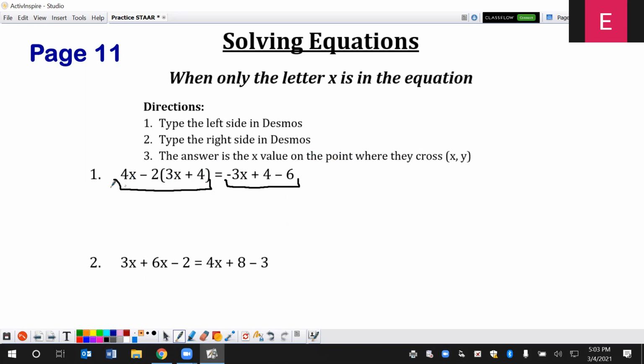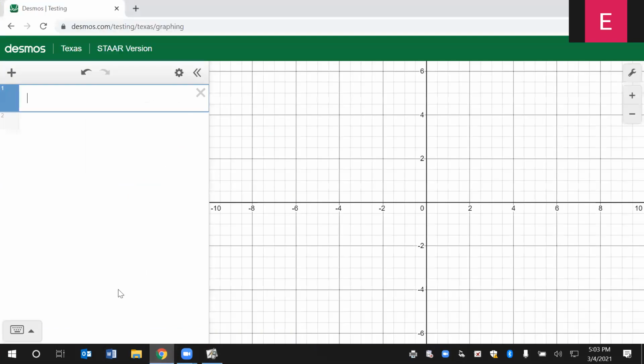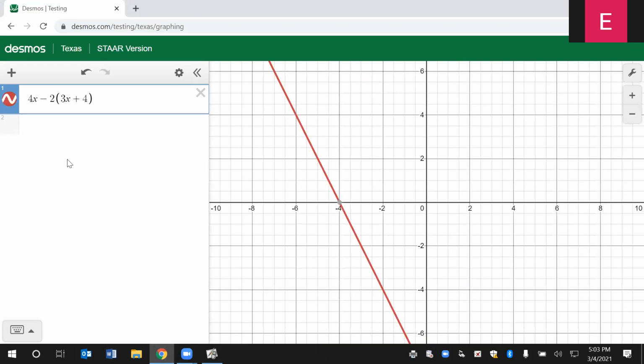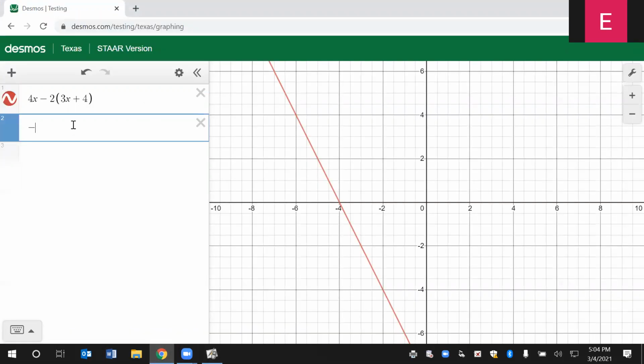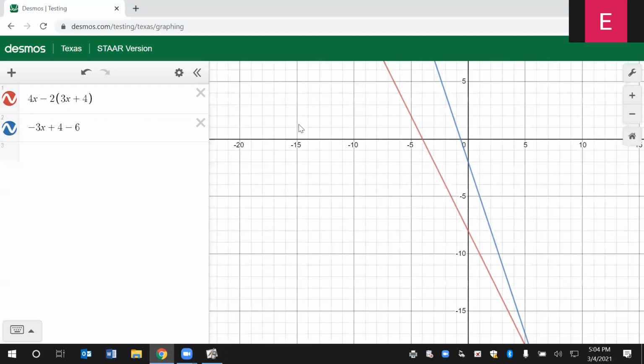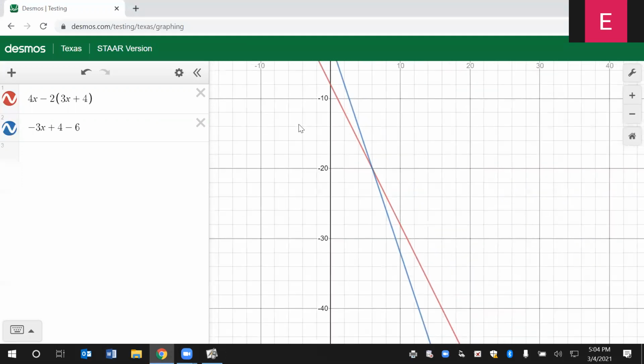So first I'm going to type this part in decimals, the left side: 4x minus 2, 3x plus 4. And then I'm going to type the right side: negative 3x plus 4 minus 6 on the second line. Negative 3x plus 4 minus 6. Okay, so I've created two different lines. I'm going to zoom out a little bit, try to find the point where they intersect, and click that point.